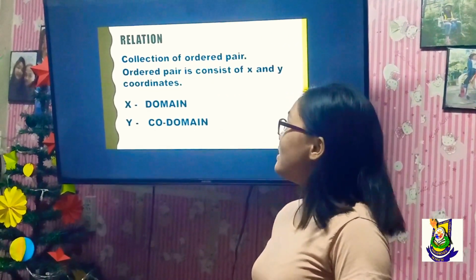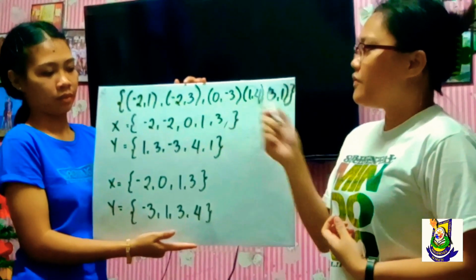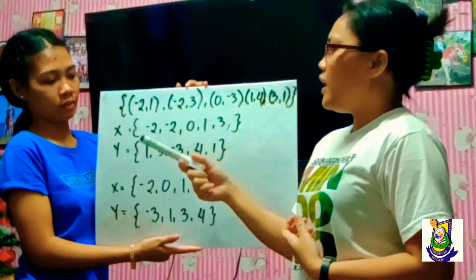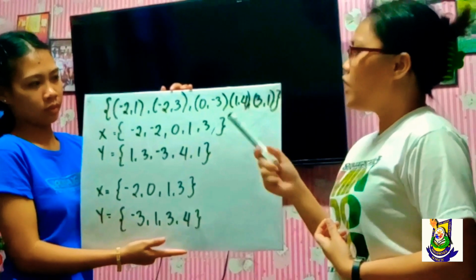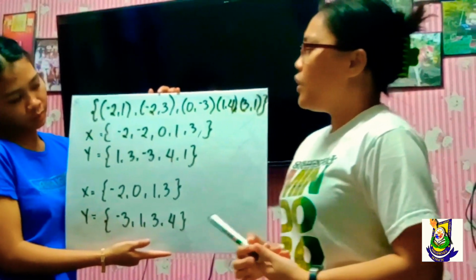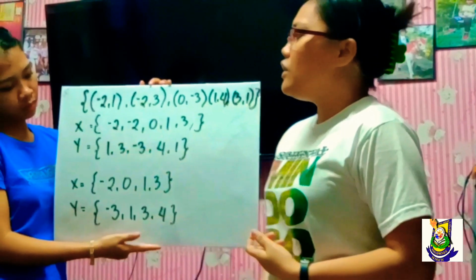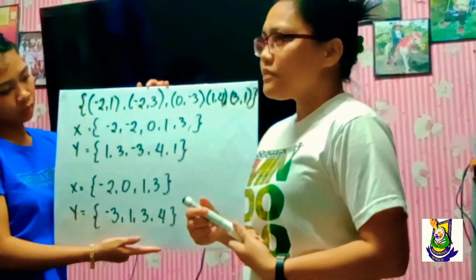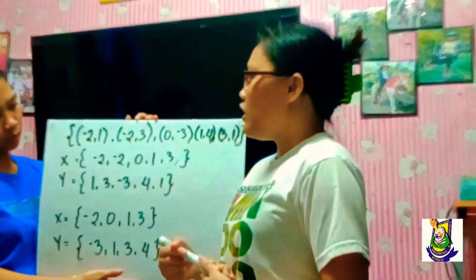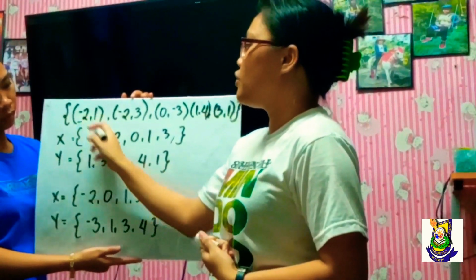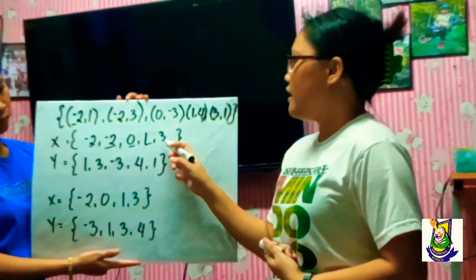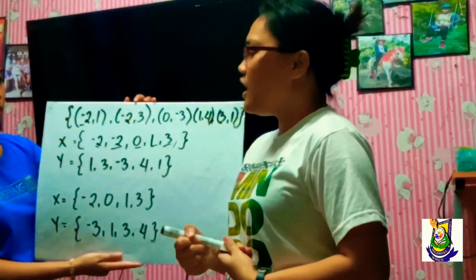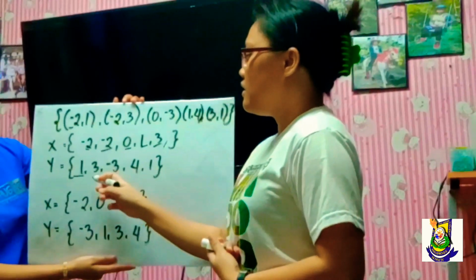Good day, everyone. For example, this is the ordered pair: negative 2, 1; negative 2, 3; 0, negative 3; 1, 4; and 3, 1. The x value, or the domain, is the first element of each pair, which is negative 2, negative 2, 0, 1, and 3. And y, or the range, is the second element of each pair, which is 1, 3, negative 3, 4, and 1.